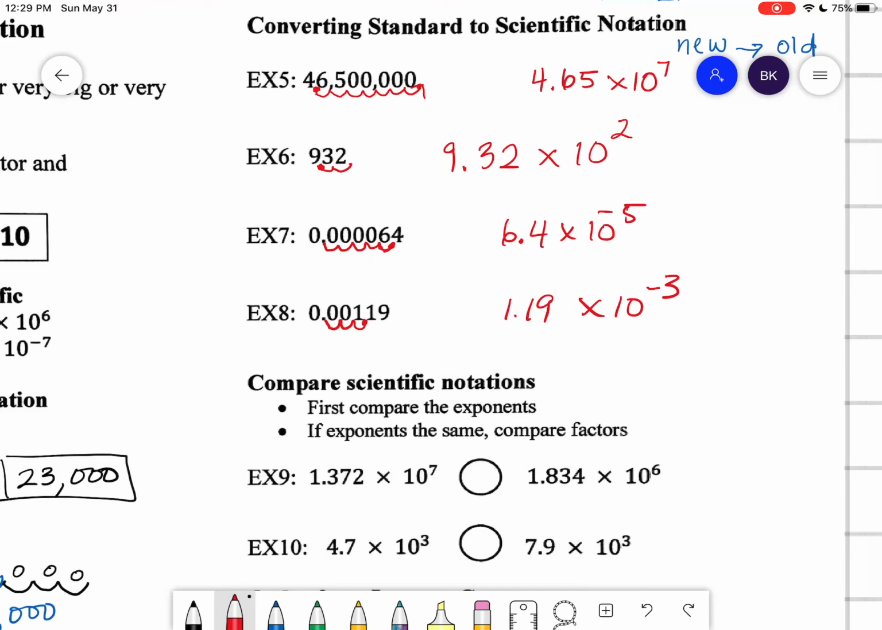So in example number 9, we have 7. And then we have 6. Well, I know for sure 6 is less than 7, right? So therefore, 1.372 times 10 to the 7th is greater than the other one. Now, example number 10, my exponents are the same. That means now I have to take a look at the factors. So 4.7 is smaller than 7.9. So therefore, 4.7 times 10 to the 3rd is smaller than 7.9 times 10 to the 3rd.